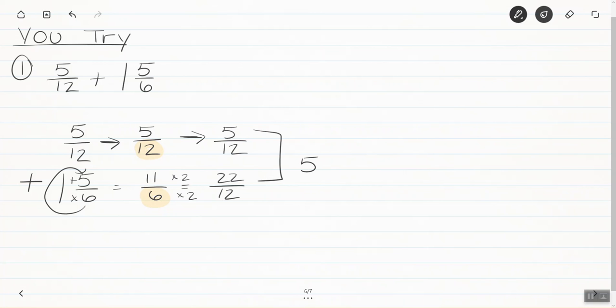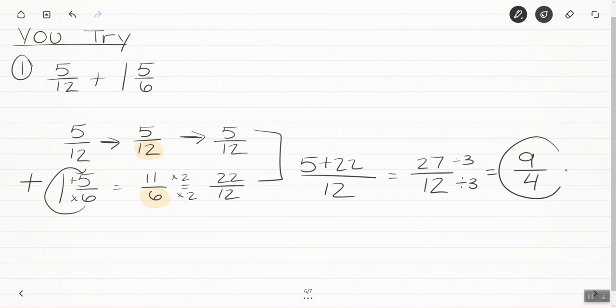Combine, so I have 5 plus 22 over that denominator of 12 that I worked really hard for. 5 plus 22 would give me 27 over 12. That simplifies. You can divide by 3. Gives me 9 over 4, which no longer simplifies. So that's as far as that one goes.